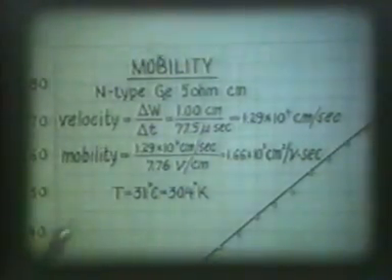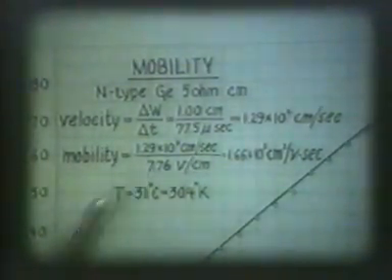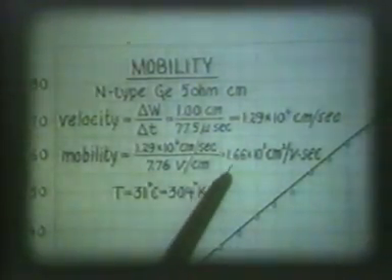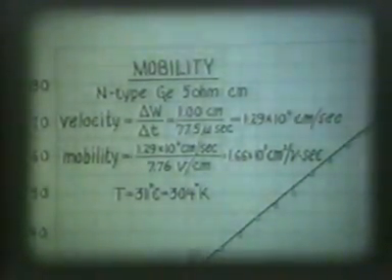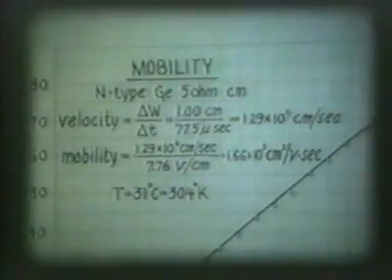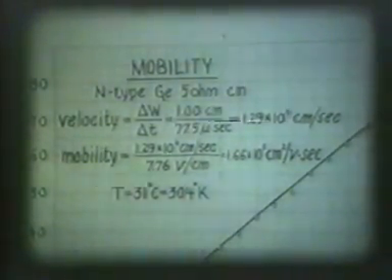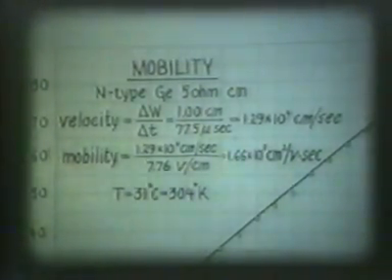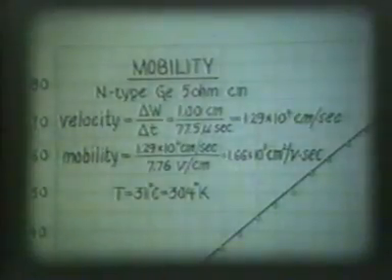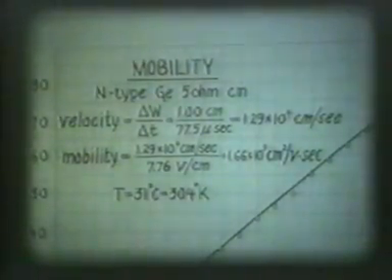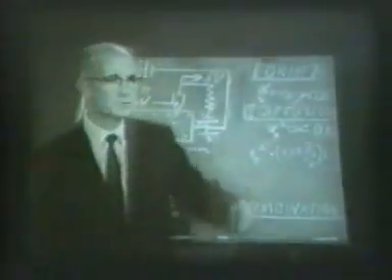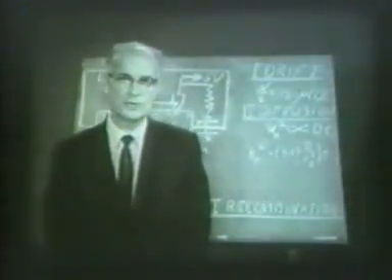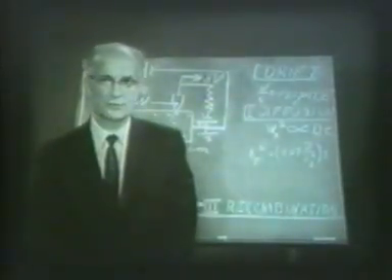Dividing this velocity by the electric field of 7.76 volts per centimeter gives us a mobility of 1.66 times 10 to the third, or about 1,700 centimeters squared per volt second. This value applies at 31 degrees centigrade, which is the temperature of the bar with the present electrical power input. Our first experiment has shown that the minority hole pulse moves like a positive charge with constant drift velocity.